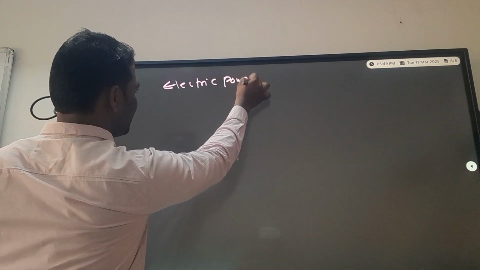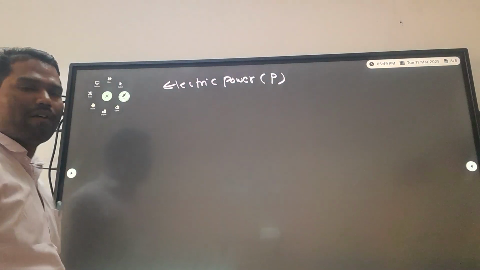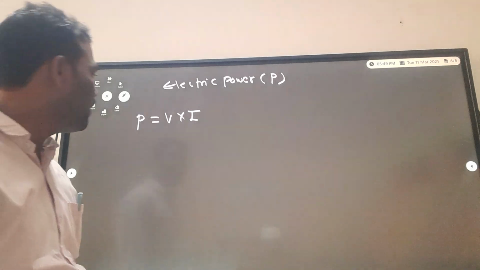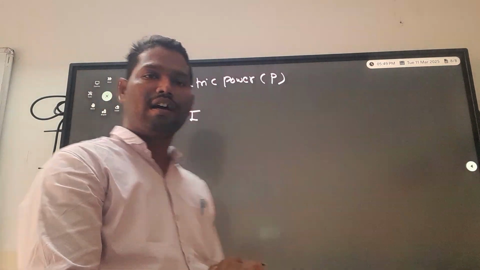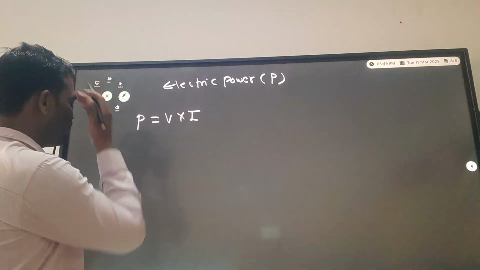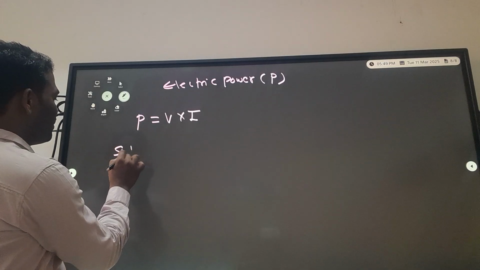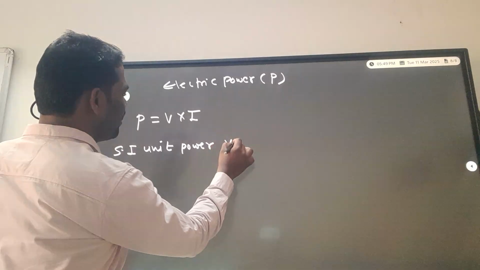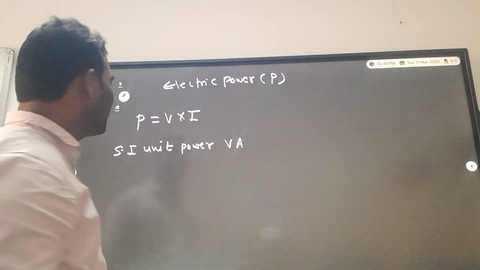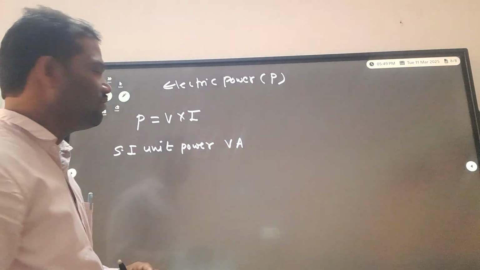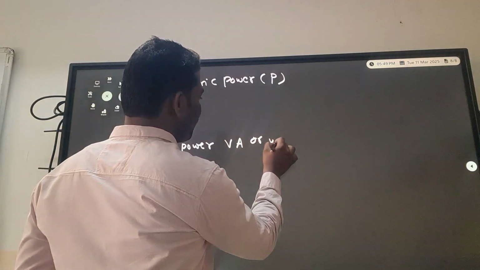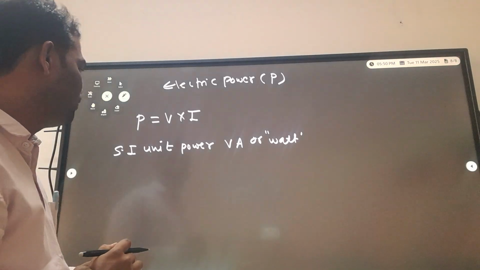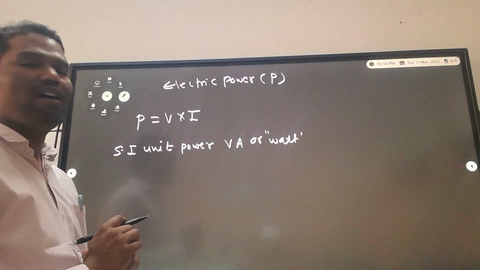What is electric power? Electric power is denoted by P, and electric power is basically the multiplication of voltage and current. So power is equal to voltage into current. Therefore we can write the SI unit of power is basically volt ampere. But after one of the scientists, Watt, we have given the unit of power, that is the watt, simply denoted by W. So the SI unit of power is watt.